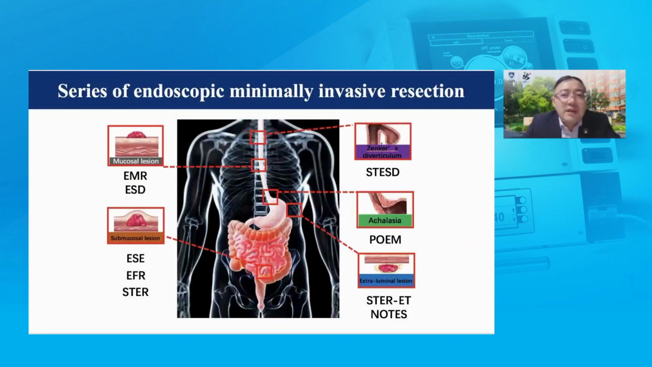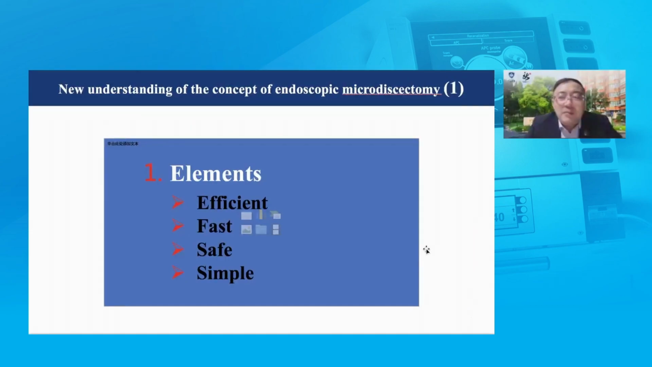This is a series of endoscopic minimally invasive resection. For mucosal lesions, we can use EMR, EPMR, and ESD techniques. And for some submucosal tumors, we can use ESE, full-thickness resection, and STER. Even for some functional GI diseases, such as achalasia and GERD, we can perform POEM and some other techniques to manage such lesions. Based on past experience, we now have some new understanding of the concept of endoscopic minimally invasive surgery.